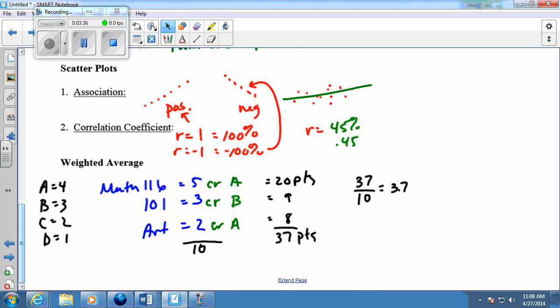So the weight is related to the number of credits that A is worth. So we weight it. The 5 credit A gets more points than the 2 credit A.